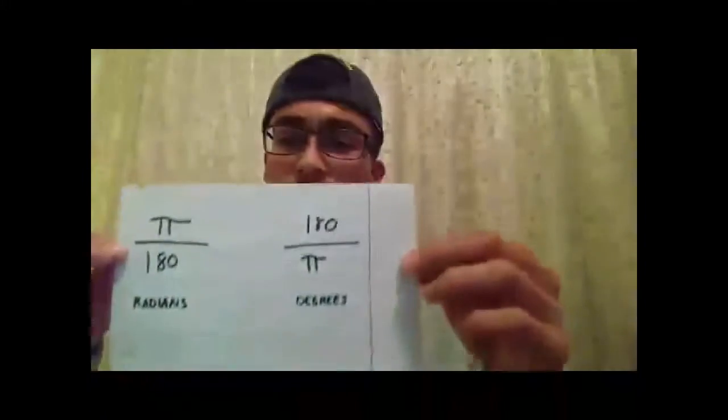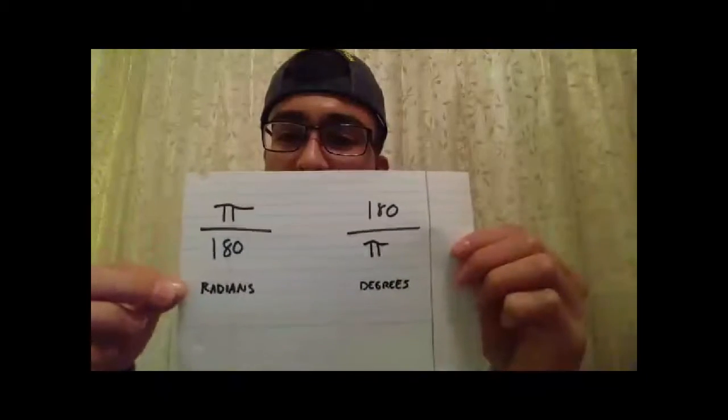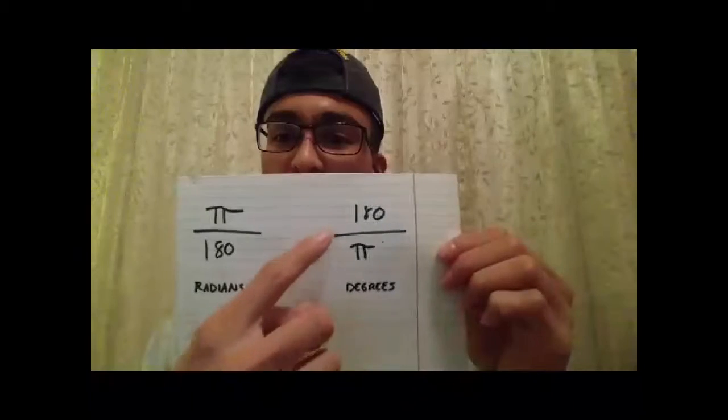Hello class, today I'll be showing you how to find radians and degrees. First of all, two simple formulas that you have to remember. For radians, pi over 180. For degrees is 180 over pi.